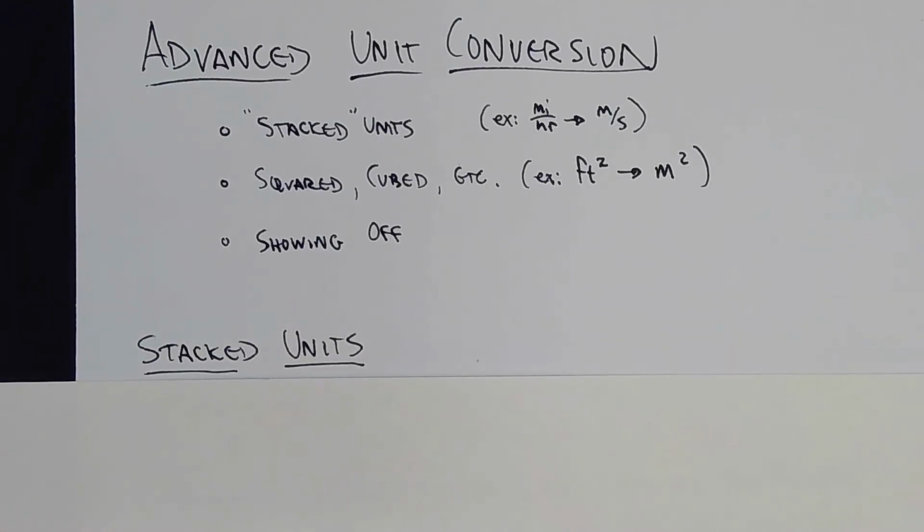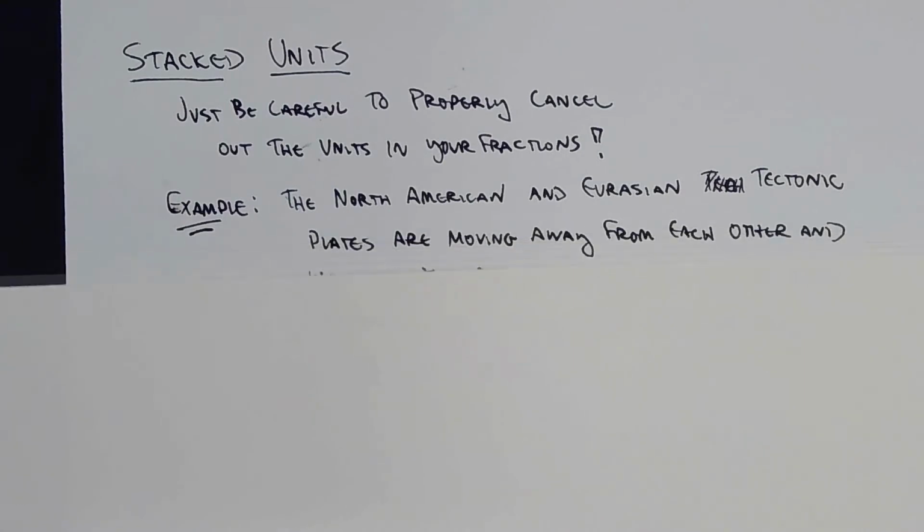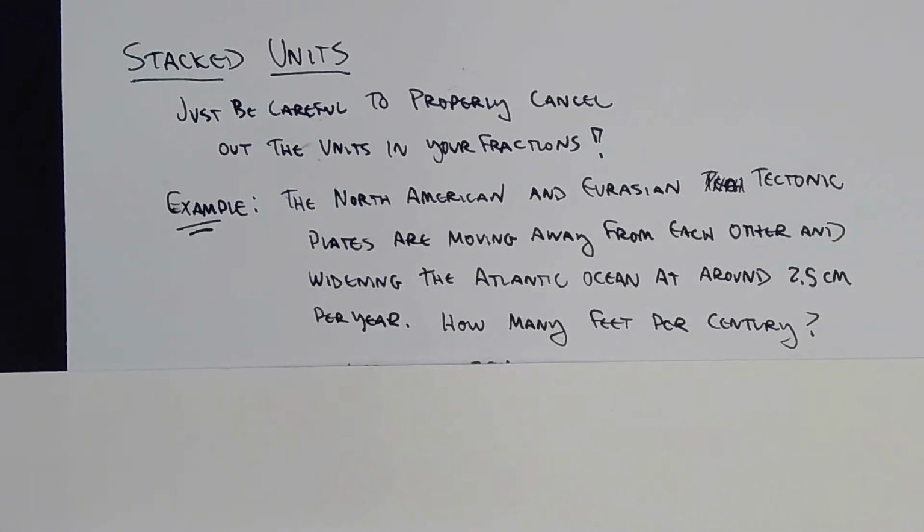Okay, so let's start with the idea of stacked units. Now, stacked units are going to work out just the same as the other kind of conversions that we talked about before. You're just going to basically need to do twice as much. You're going to need to convert the units on the top of the fraction, and you're going to need to convert the units at the bottom of the fraction. But the process is the same, and you can just sort of string it all along together. So let's take a look at what I mean by that.